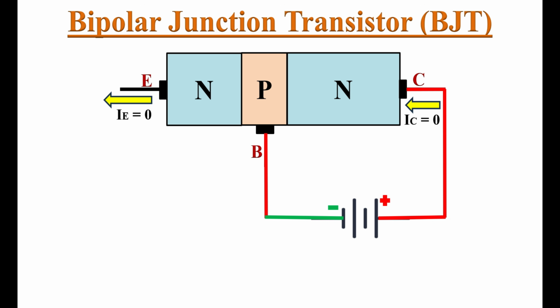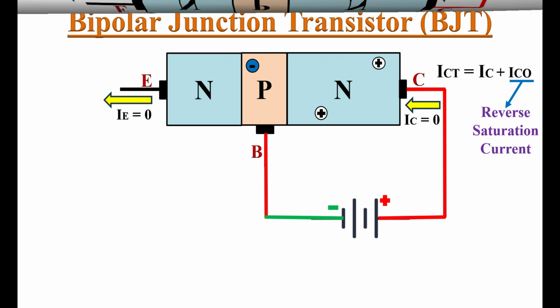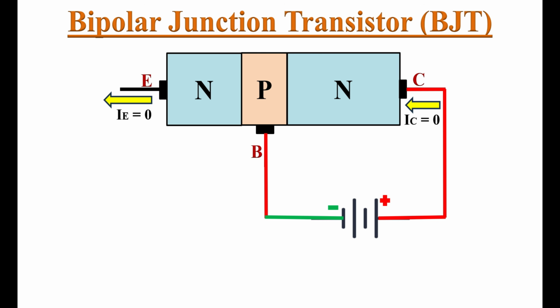Here the small collector current which exists is due to minority charge carriers, or we can say that the small collector current is due to the reverse saturation current, because we know that the total collector current ICT equals IC plus ICO. Here ICO is the reverse saturation current. In common base configuration, if we disconnect this base emitter voltage VBE, the reverse saturation current which is flowing between the collector to base terminal is known as the ICBO.